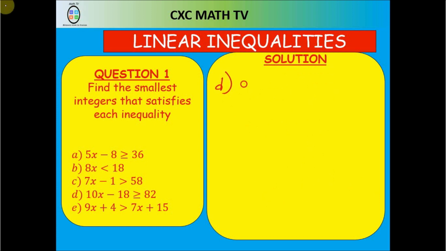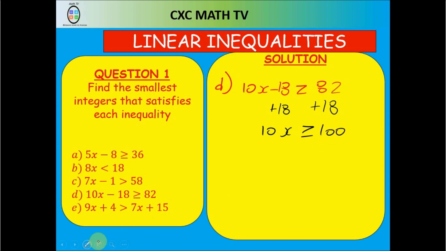Part D. 10x minus 18 is greater than or equal to 82. So we do what first? Add 18 to both sides. That becomes 10x is greater than or equal to 82 plus 18, which is 100. Now, in order to isolate x, we divide both sides by 10. This 10 cancels this 10, so x is greater than or equal to 100 divided by 10, which is 10. That's our answer: x is greater than or equal to 10. So much fun and so easy.